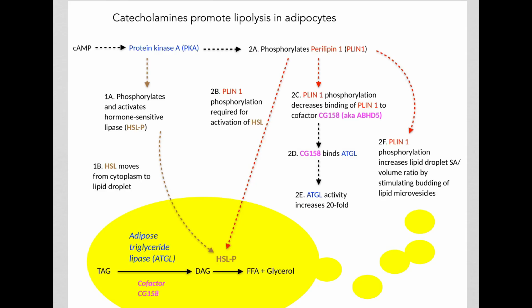Another effect of PKA is that it will phosphorylate a very important protein called perilipin 1, or PLIN1. Now, phosphorylated PLIN1 is required for the activation of HSL. So that's another way by which this hormone-sensitive lipase will become activated, and that will increase the breakdown of diglycerides into monoglycerides, which then get converted to fatty acids and glycerol.